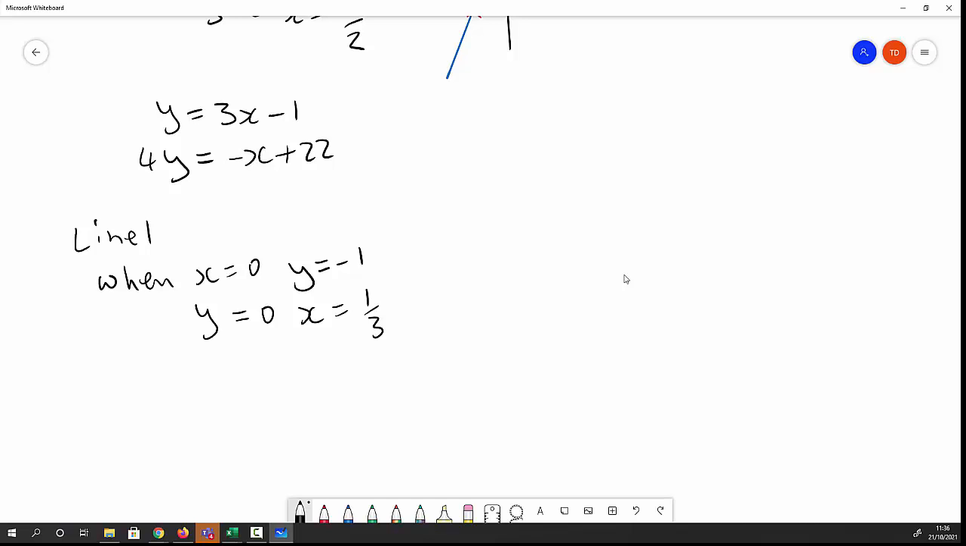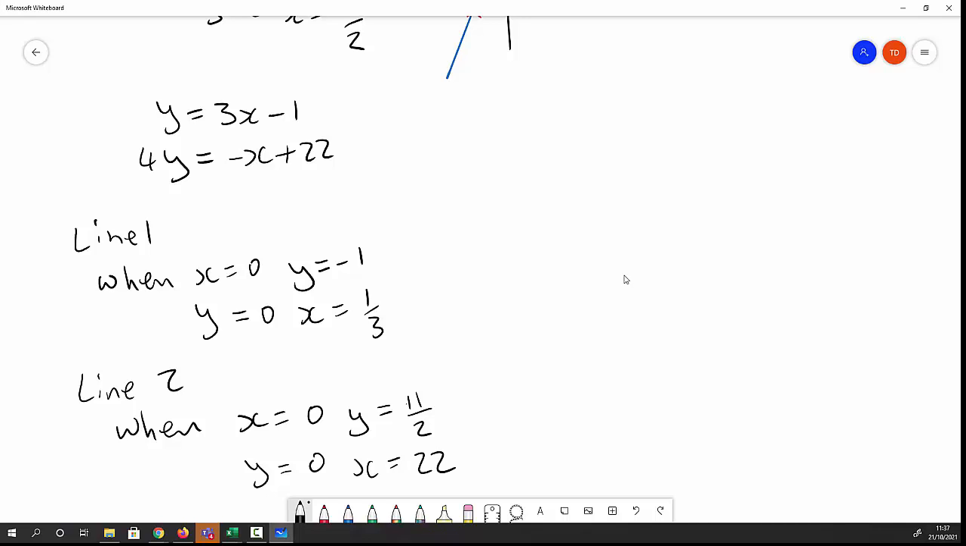So, and then for line 2, when x equals 0, y is equal to, so when x is equal to 0, 4y is equal to 22, so 2y is equal to 11, so y is equal to 11 over 2. Alright, and then when y equals 0, x is going to equal 22. So y equals 0, so that goes away, so minus x plus 22 equals 0, so x is equal to 22.